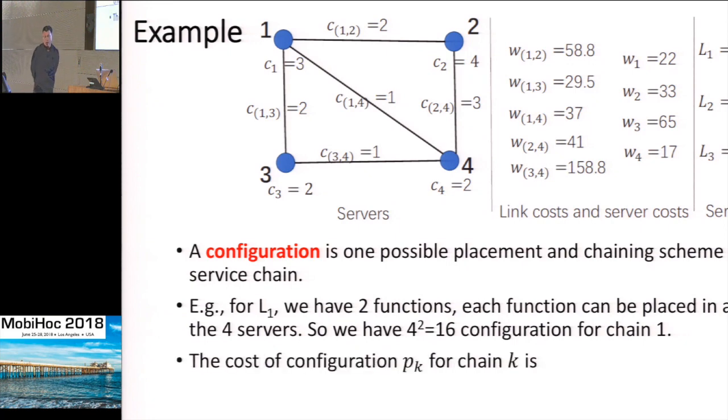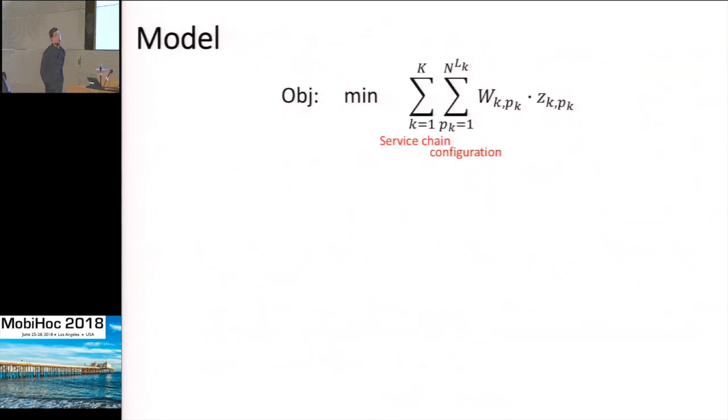And the cost for configuration p_k, so for service chain 1, I have p1 up to p16, you can view as follows: if I use any servers, I have to include the server cost. If 2 functions have to go through 2 different servers, I have to add up the link cost. So this is the cost for a certain configuration for service chain k. And our objective is to minimize the overall cost.